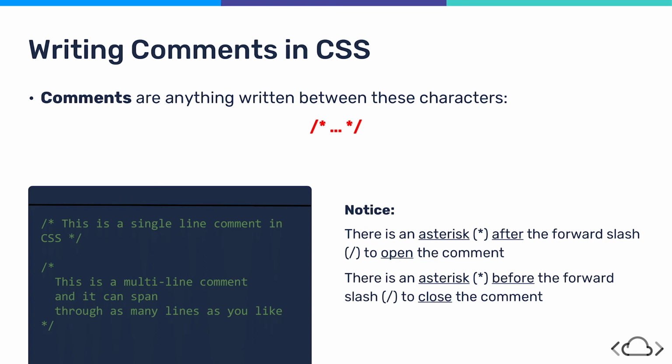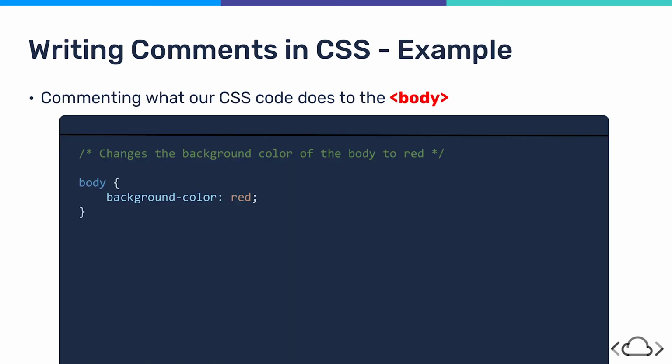Furthermore, just like commenting in HTML, we can write as many lines of comments as we want as long as they're in between the opening and closing comment tags, whether it be a single line or multiple lines. In this example, we can see how comments in CSS can help us understand what the code is doing. Here, we can see that the code we're looking at is described as "changes the background color of the body to red." In the code, we can see the body selector, and between the braces, the code reads as background color red.